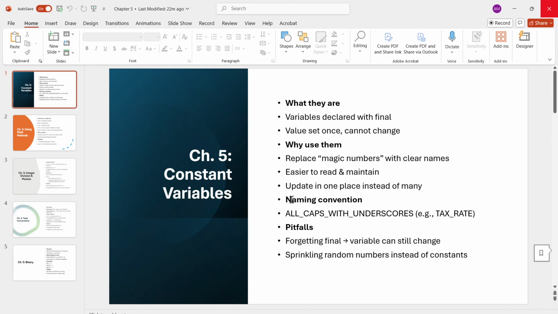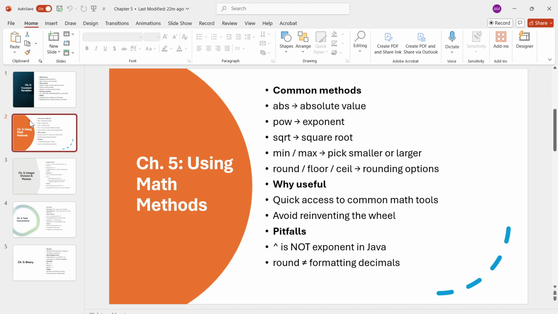So which do you think is clearer, using 0.025 all over your program, or writing TAX_RATE once and reusing it, and why? The obvious answer is TAX_RATE not only makes the code cleaner but also makes future changes way less painful. Yeah, that's about the constants.